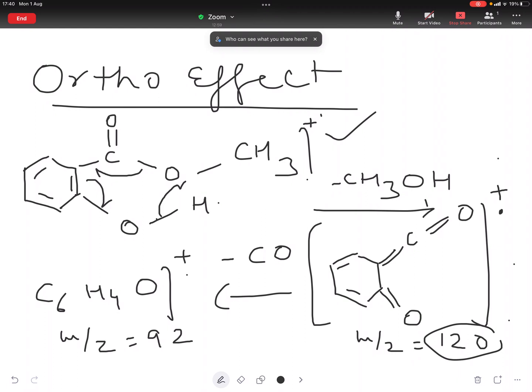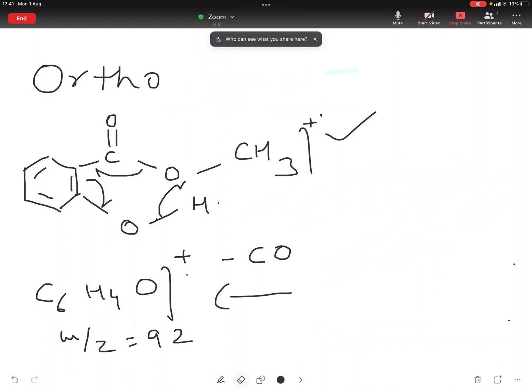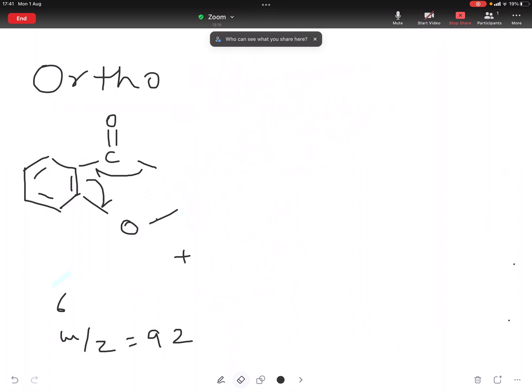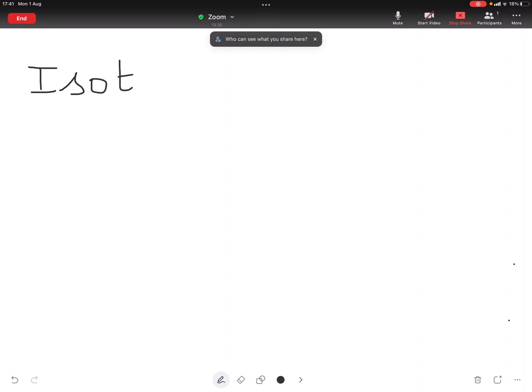Next topic is isotopic clusters. We are discussing the important terms which are useful in mass spectrometry, which is a very important and useful technique of structure elucidation. What are isotopic clusters?